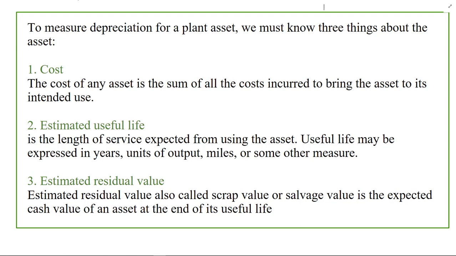The second thing is estimated useful life. Basically, estimated useful life means the length of service expected from using the asset. It means for how long the asset can be used. When we are purchasing equipment, we have some expectation that the asset will be used in the business for 5 years.